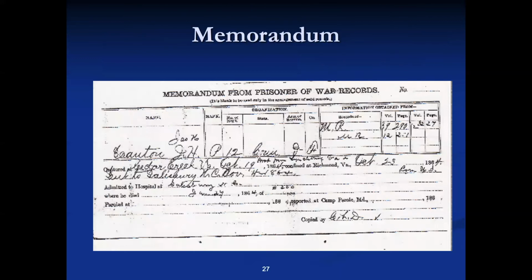Generally, a Union or Confederate compiled military service record will have a memorandum from prisoner of war records that will describe where they were captured, where they were a prisoner of war, and other information. What you want to pay attention to is what's in the upper right-hand corner, because that's where the information came from. So in this case, for Scranton, the information came from muster rolls, and here you can see the 2 muster rolls that it came from.